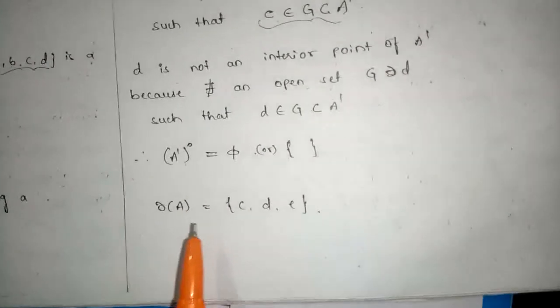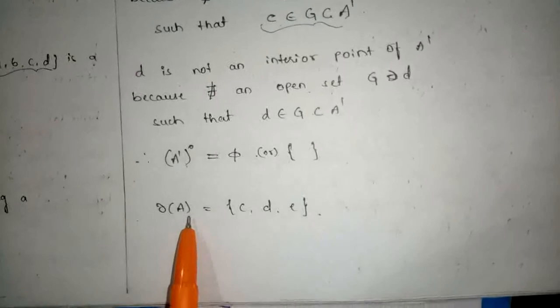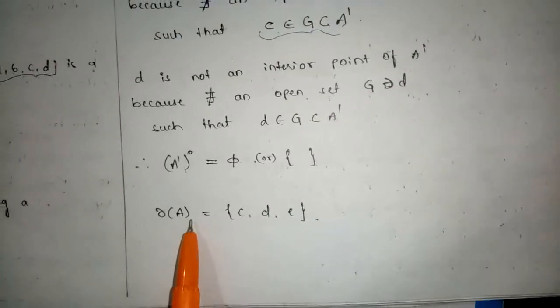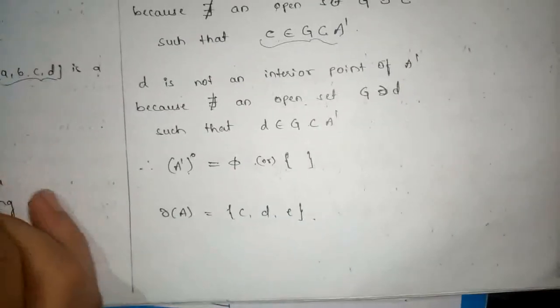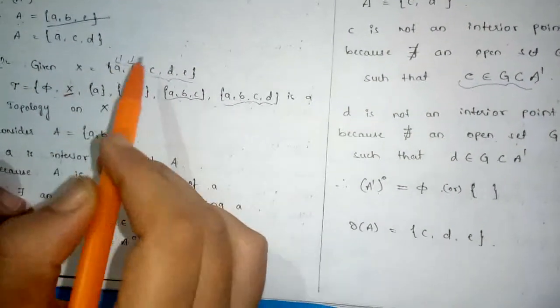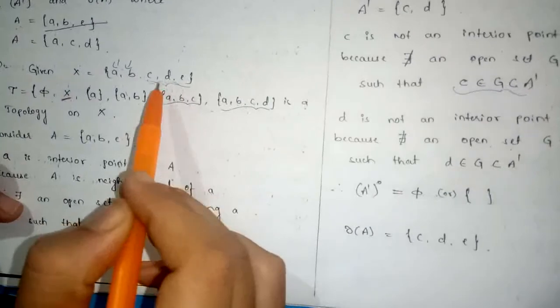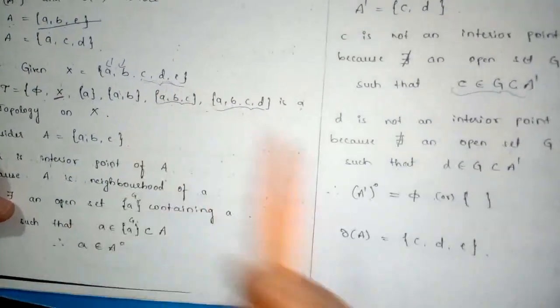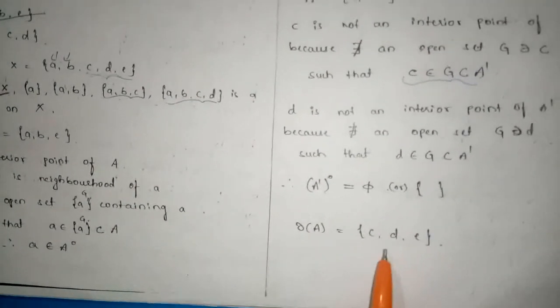Next, we have to calculate the boundary of a set. Boundary of a set means neither interior nor exterior. Here observe that in {a,b,c,d,e}, a and b are interior points, and c and d are neither interior nor exterior. Therefore, c, d, e are the boundary of the set.